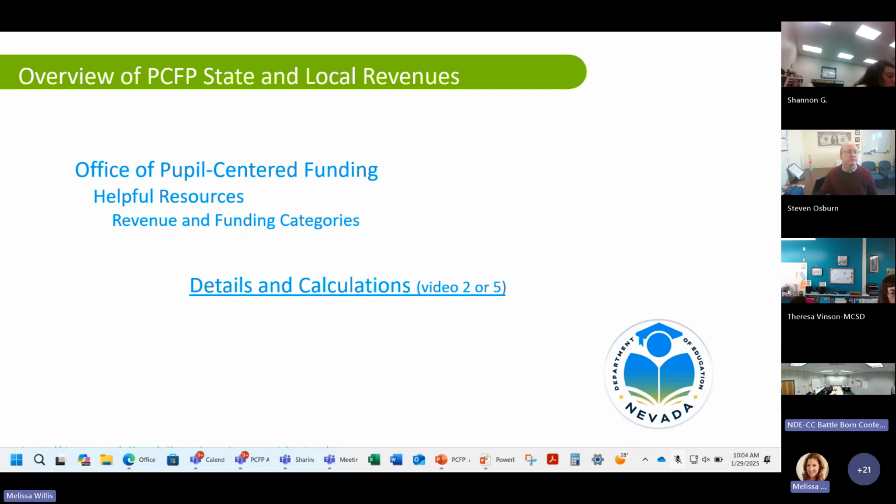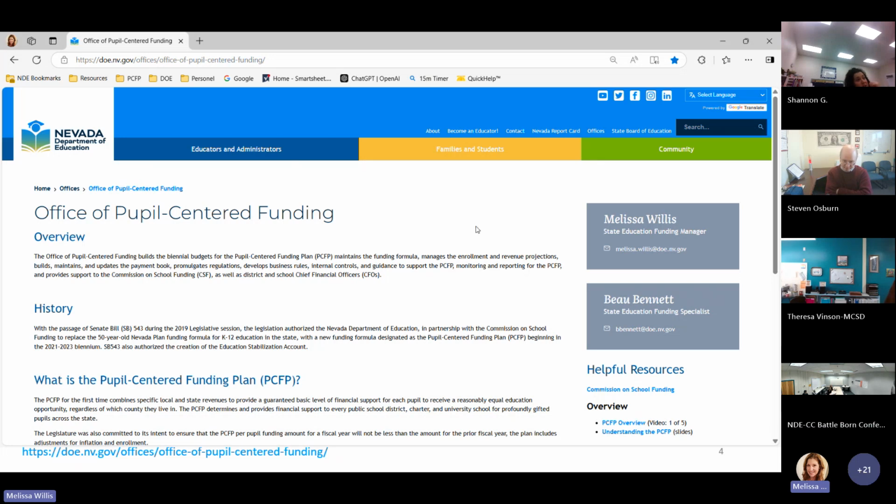So within the pupil-centered funding plan website through the Department of Education, when we navigate there, you'll see that we have the ability to see on the right side helpful resources and then revenue and funding categories. I want to share that with you now so that you can see.